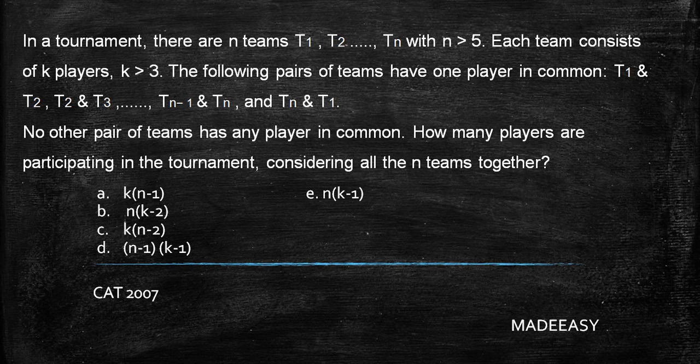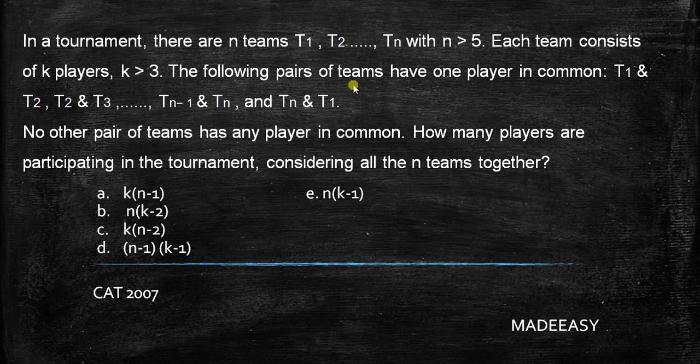In a tournament, there are n teams T1, T2, up to Tn, and this n is greater than 5, which means there are more than 5 teams, not 5, more than 5. Each team consists of k players, and k is greater than 3, which means each team has more than 3 players.